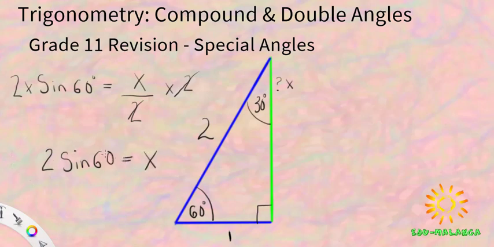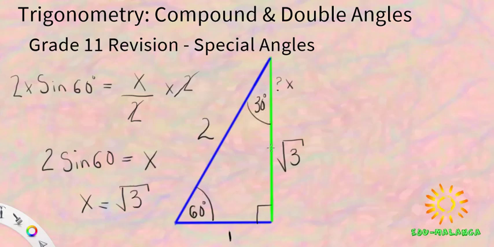Guys, you're going to need a calculator to solve this. Put this expression into your calculator, and please make sure that your calculator is set to degrees, and enter 2 sine 60. You will find that x is equal to root 3. And so this is the length of this side. Let's enter root 3. This is the first triangle that shows us special angles in trigonometry. The special angles are 30 degrees, 60 degrees, 90 degrees, and 45 degrees. So this triangle has us covered on 30 and 60.